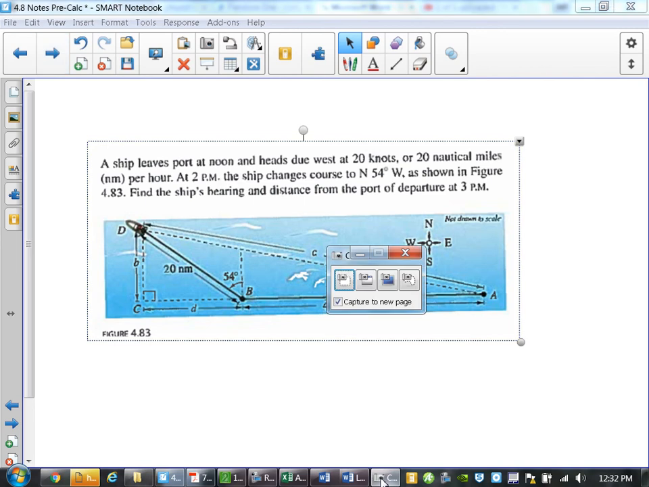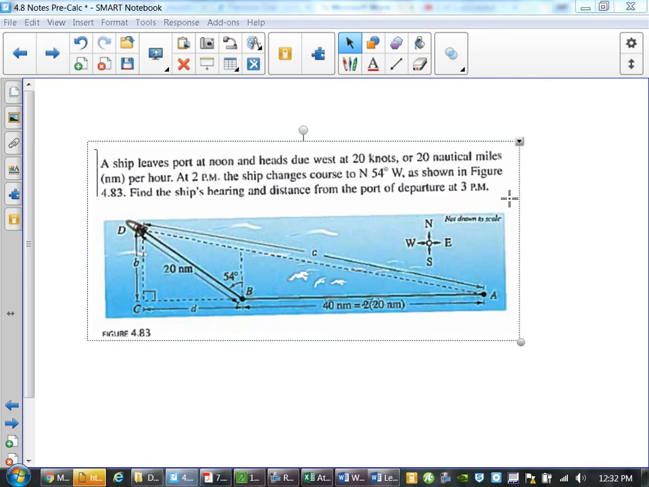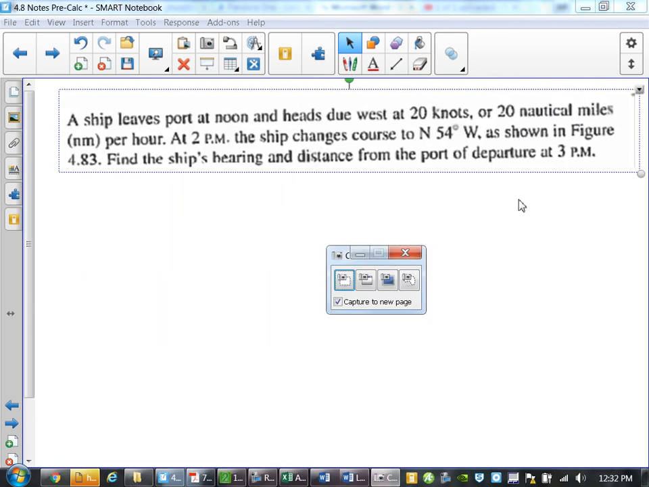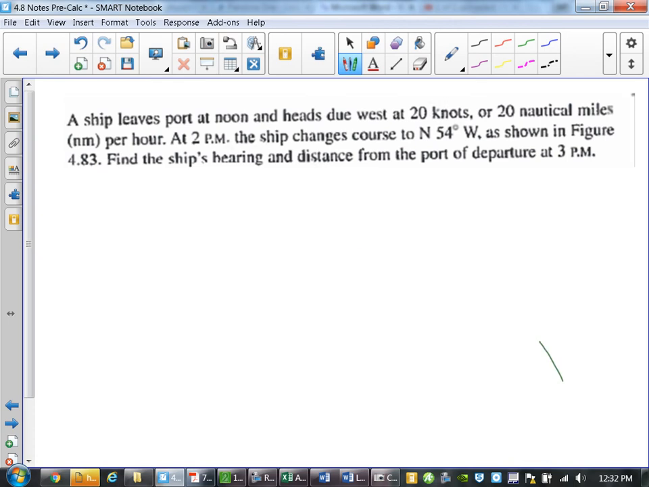If you're starting at a specific spot and you're heading due west, this is where it comes back in, the idea that you guys know what that is from a given space. So if you start here, which way would due west be? Left. Okay? Because when you're looking at it, this is due west. You went due west for 20 nautical miles per hour for 2 hours. How far did you go? 40 nautical miles.